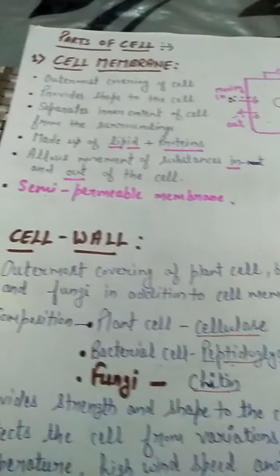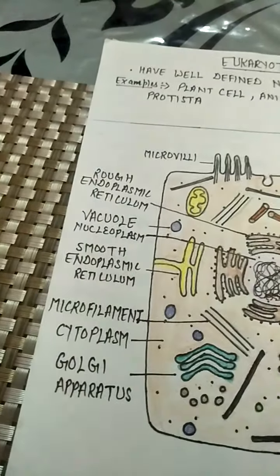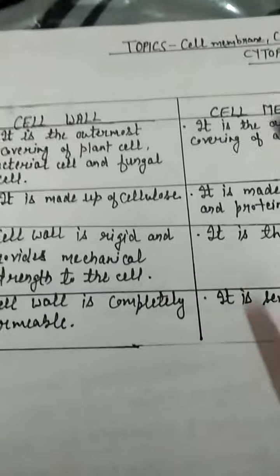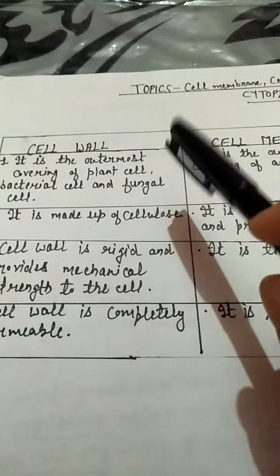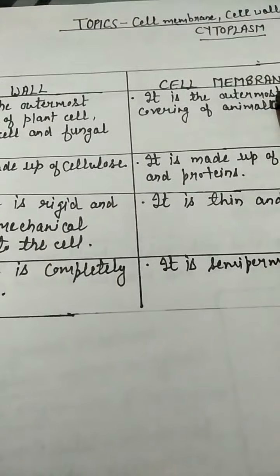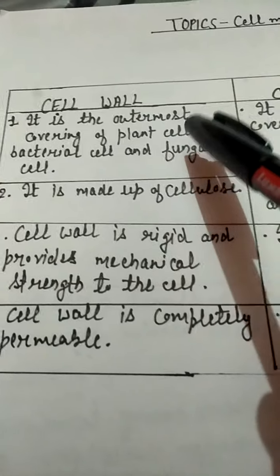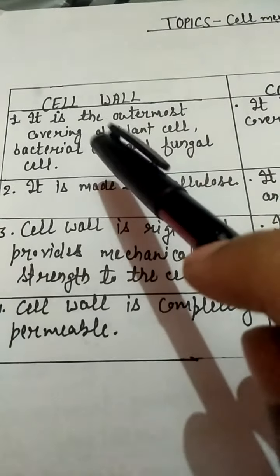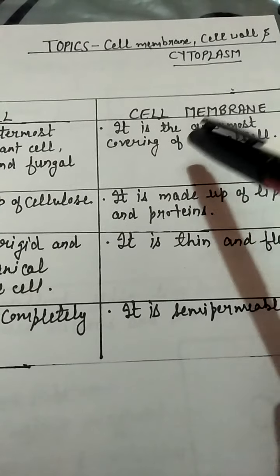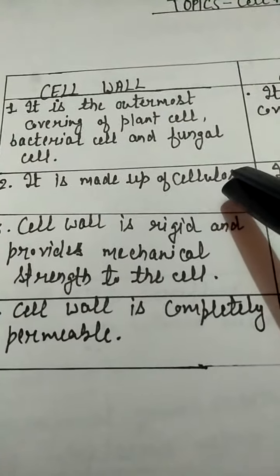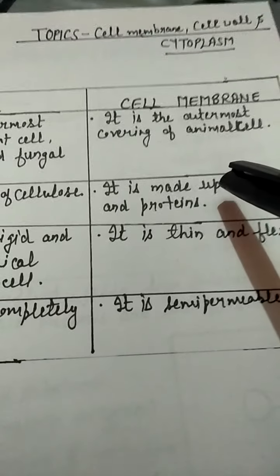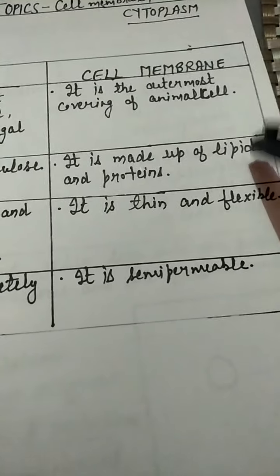Okay, then are the differences between cell wall and cell membrane. Cell wall is the outermost covering of plant cell, bacterial cell and fungal cell, and cell membrane is the outermost covering of animal cell. Cell wall is made up of cellulose. Cell membrane is made up of lipids and proteins.